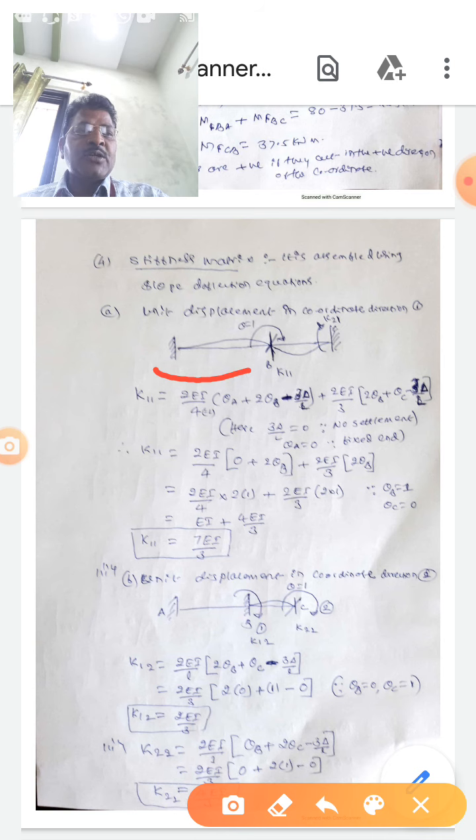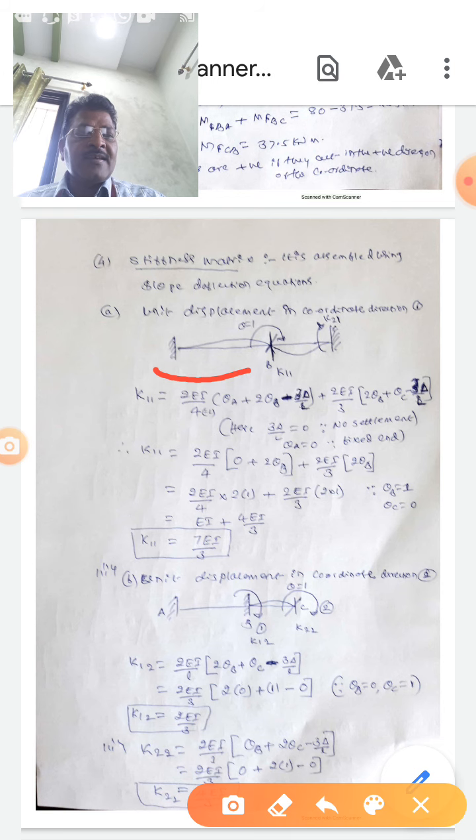So that is K21. With the help of the slope deflection equation, K11 is equal to 2EI upon L into theta A plus 2 theta B minus 3 delta upon L, plus in span BC, 2EI upon L into 2 theta B plus theta C minus 3 delta upon L.